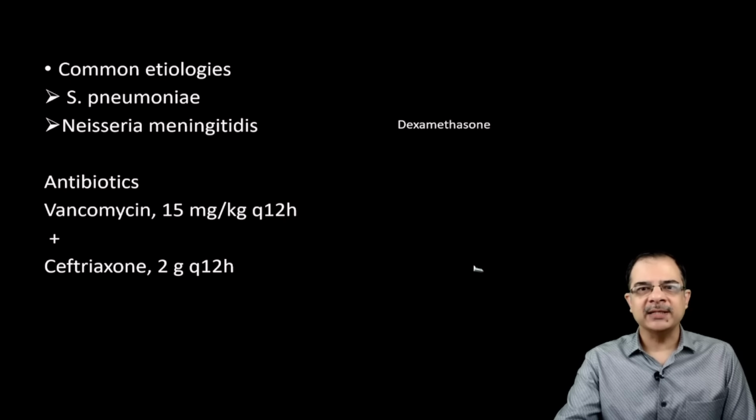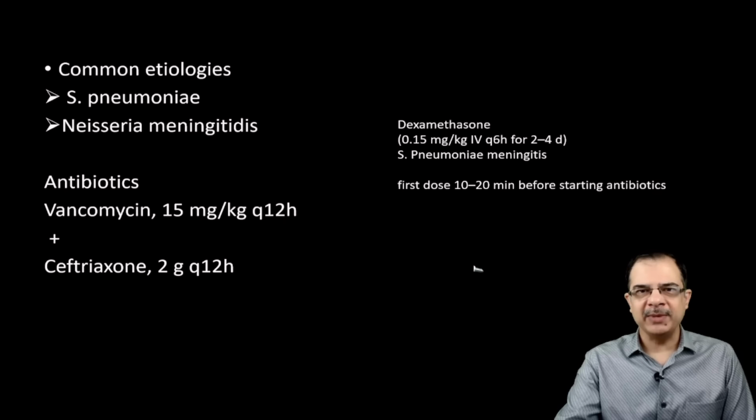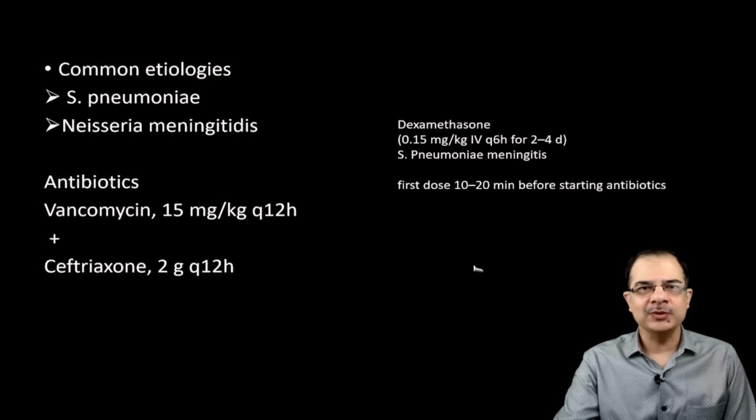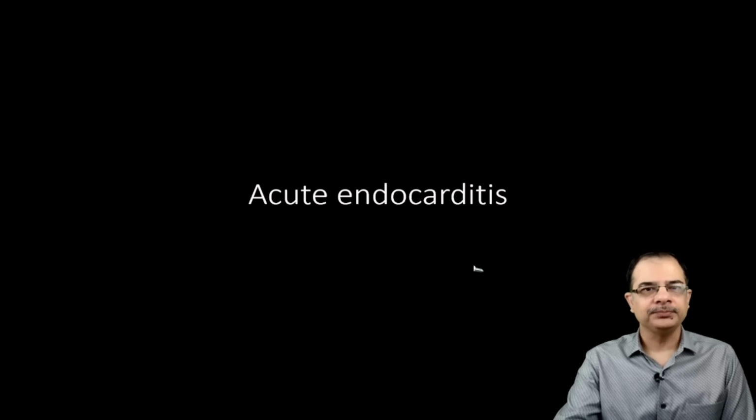Important role of dexamethasone, that is steroid indication here. It should be given for Streptococcus pneumonia meningitis, and the first dose should be given within 10 to 20 minutes before starting the antibiotic. This is to prevent the CNS complication like hearing loss.